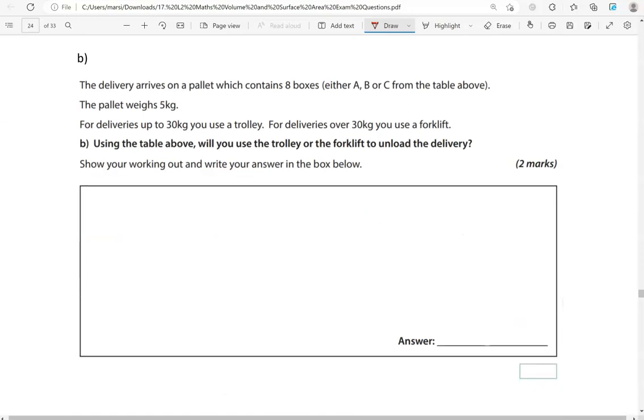The delivery arrives on a pallet which contains 8 boxes, either A, B or C, from the table above. The pallet weighs 5 kilograms. For deliveries up to 30 kilograms, use a trolley. For deliveries over 30 kilograms, use a forklift. Using the table above, will you use a trolley or the forklift to unload the delivery? Show your working out and write the answer in the box below.